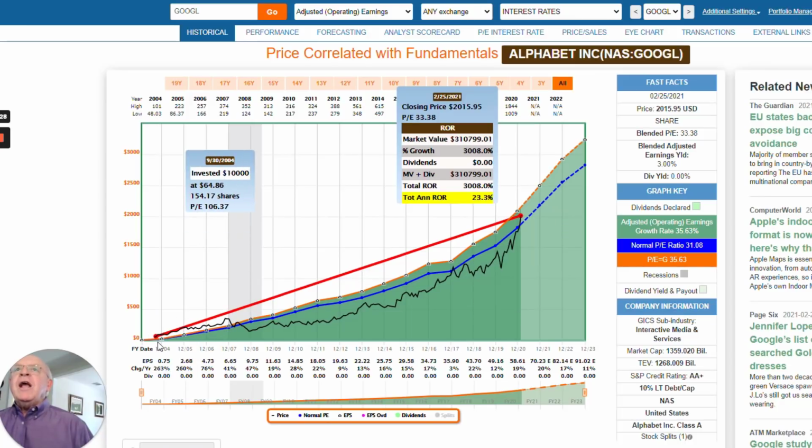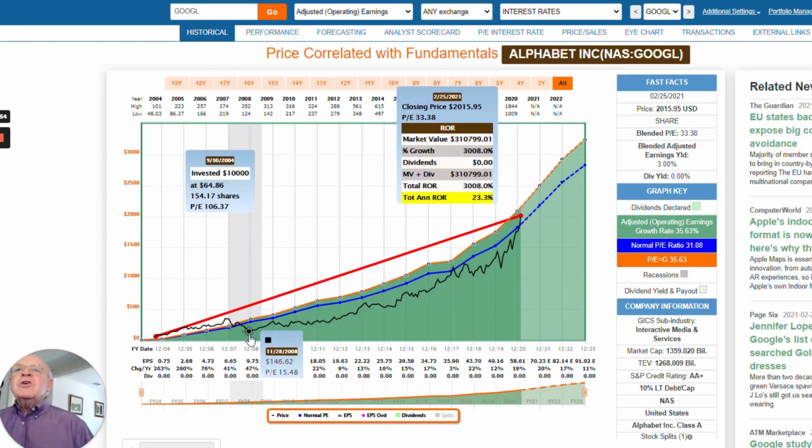Now, the stock was pretty highly valued back here. The PE was 106. And right now the blended PE is 33. So you've had PE contraction in this period of time, but yet you still turned $10,000 into $310,000, almost $311,000, a 30-fold increase just based on the fact that the business grew very quickly.